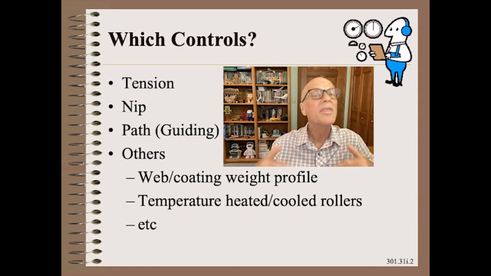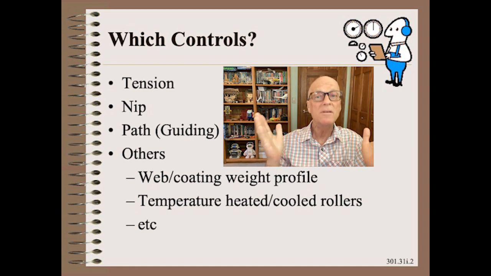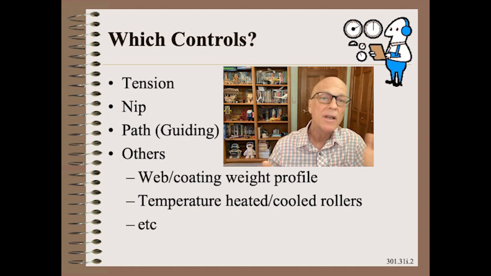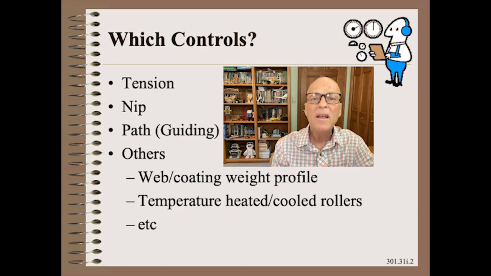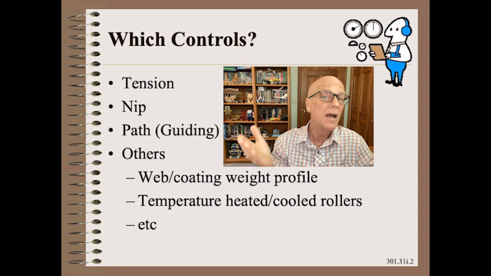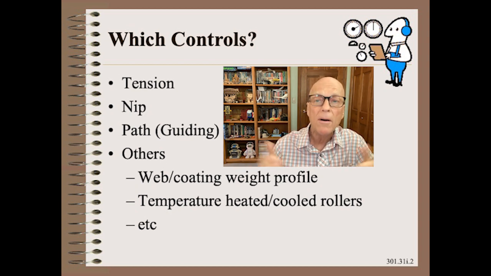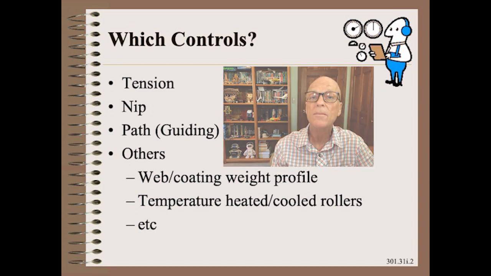Of course, there are many important controls on a web machine. However, the ones that the web handlers get most excited about are tension, nip, and path controls. Of course, there are many other process controls that are super important as well. They would include things like thickness profile control and roller temperature control and more. These process controls also have many web handling effects as well.